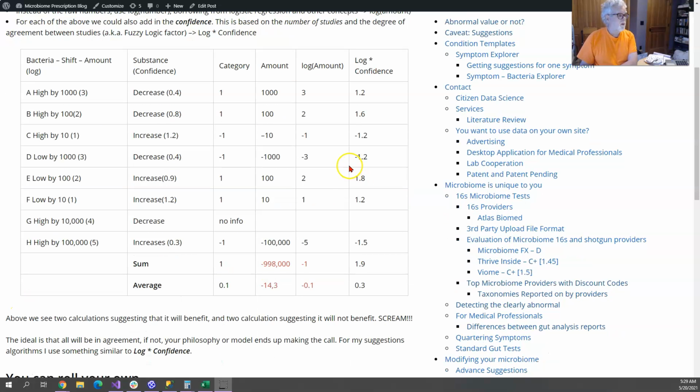Here we have bacteria A to H, and I'm using the cutoff limits, and we see how far high or low from the normal range they are. For example, we are 1,000 bacteria count above. After that, we have log base 10 of that number, which happens to be 3. You literally just count the number of zeros to get 3.